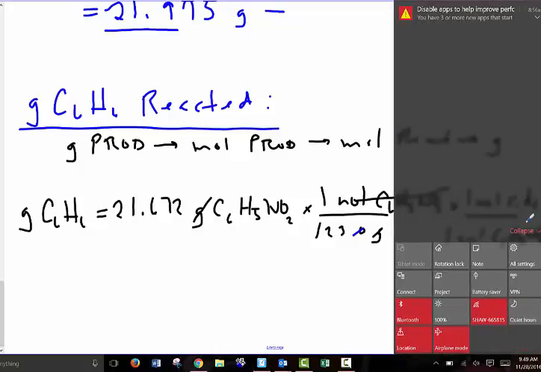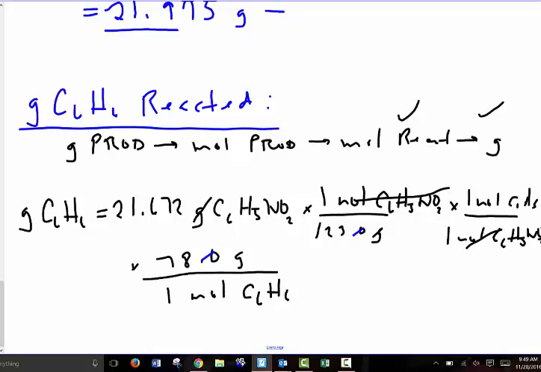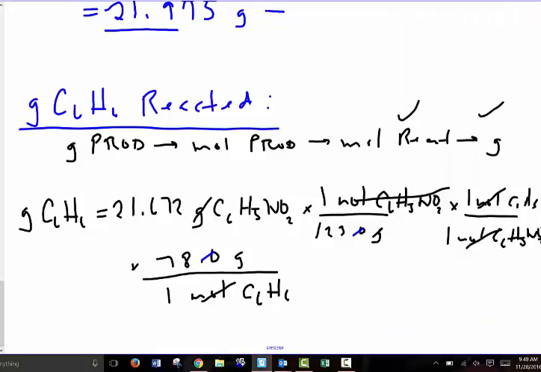Okay, my moles of product have canceled, so I'm in moles of reactant now, and the last step is to go from moles of reactant now into grams of reactant. So I'm going to use the molar mass of benzene, and it's 78 grams per mole, putting my 78 grams on the top, my 1 mole on the bottom, so that my moles cancel. And my answer is going to come out into grams. I do the math, it comes out to 13.743 grams. And again, 3 sig figs are allowed here. Keep track, but don't round.